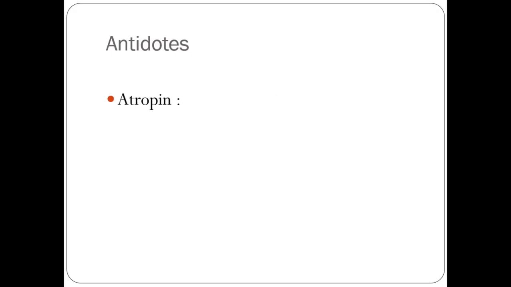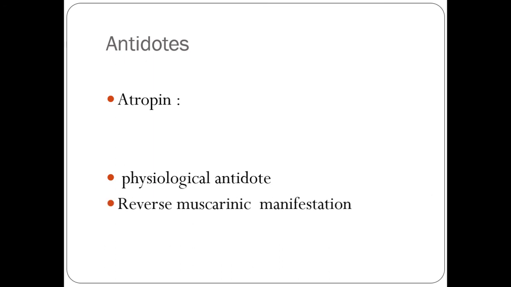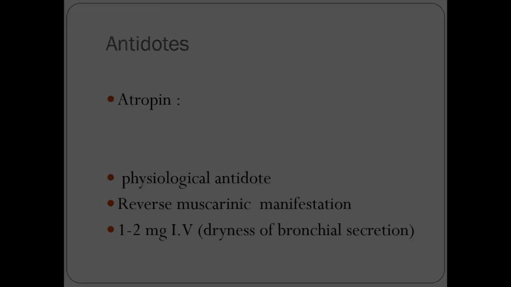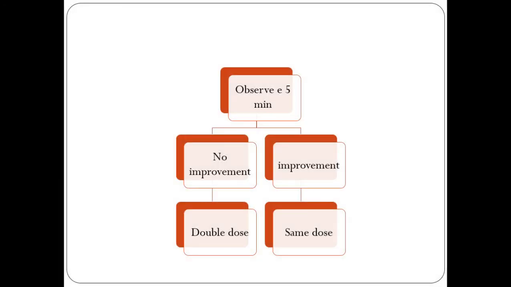Okay, so atropine is the physiological antidote. It reverses muscarinic manifestations, and is given in a dose of 1 to 2 milligrams intravenous until dryness of bronchial secretion. After we give him atropine, we observe the patient for 5 minutes. If there is no improvement, we can double the dose. If it improved, we continue on the same dose.